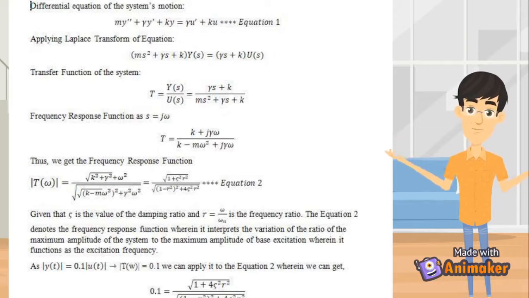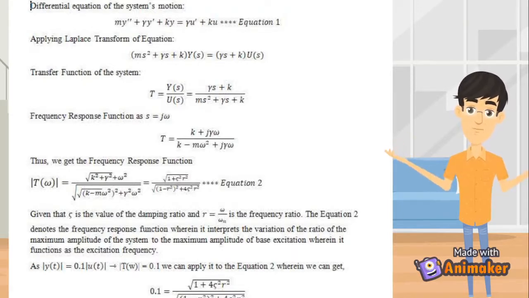Given that sigma is the value of the damping ratio and r is equal to omega over omega sub n is the frequency ratio, equation 2 denotes the frequency response function, wherein it interprets the variation of the ratio of the maximum amplitude of the system to the maximum amplitude of the base excitation, where omega functions as the excitation frequency.